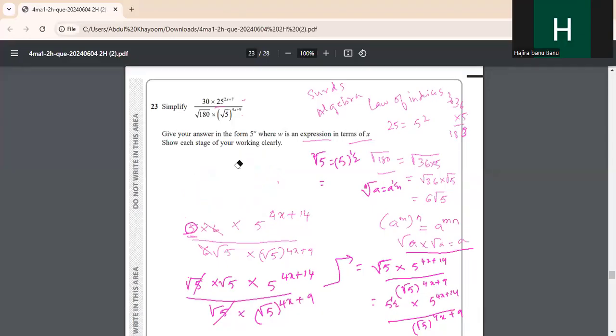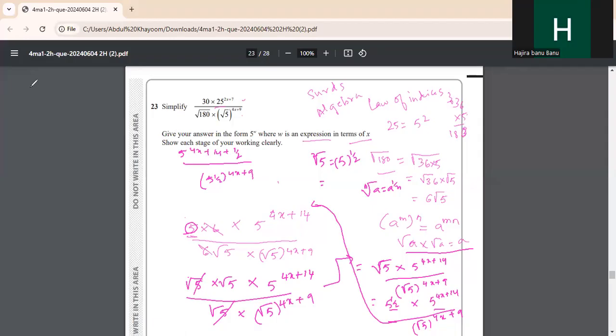When bases are same, power should be added. So after this, I'm going here and doing some. So 5 power of 4x plus 14 plus 1 by 2. When bases are same here, power should be added. Divided by. Now here also, again, I can write root 5 as 5 to the power of 1 by 2, 4x plus 9.